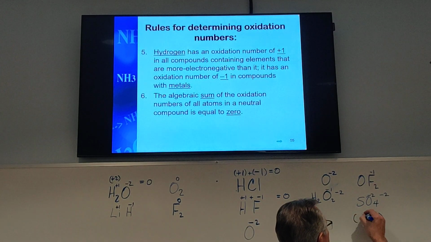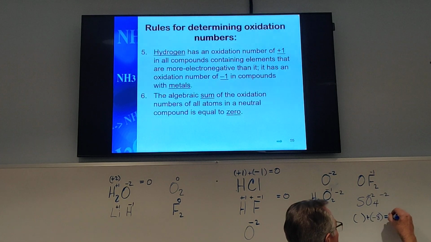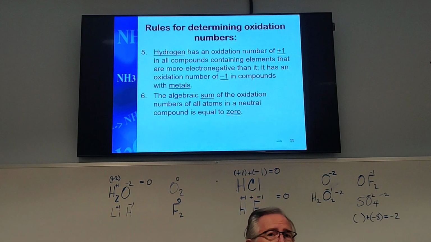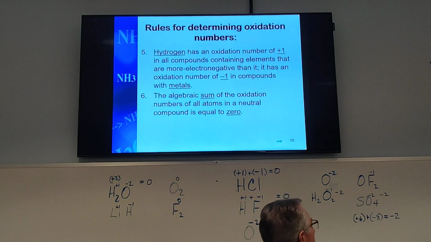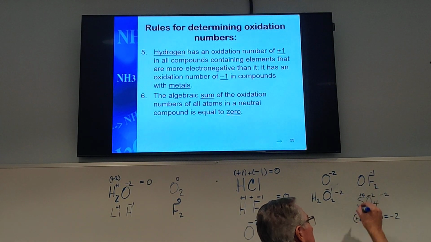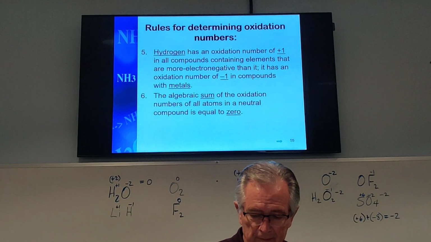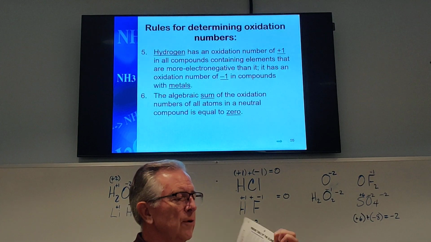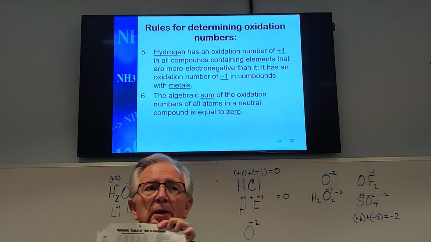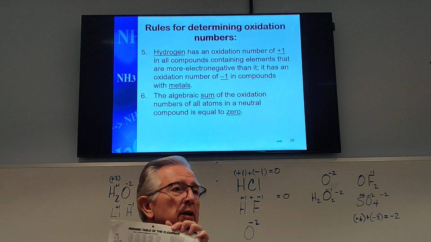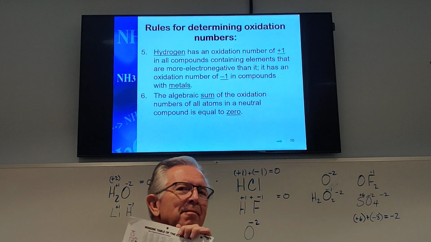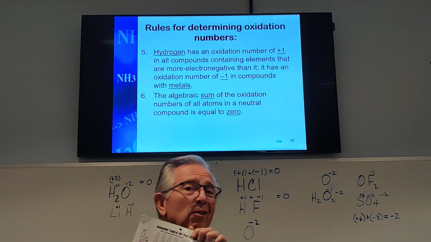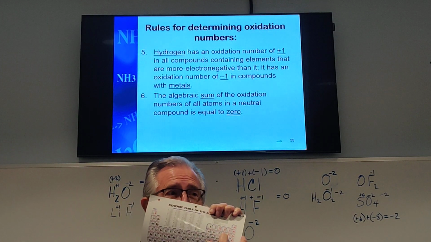What does sulfur need to be so that it will add up to the charge on the ion? It needs to add up to -2. What does that number have to be? 6. Okay, so +6. That's the oxidation number for sulfur. Now, again, let's look at our periodic table and look right above sulfur. Is 6 one of the ones that it can be? Yeah, it is. So we can safely assume we've done it correctly, because we got a number that actually is on our chart.